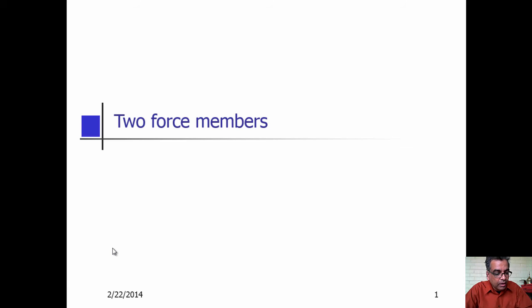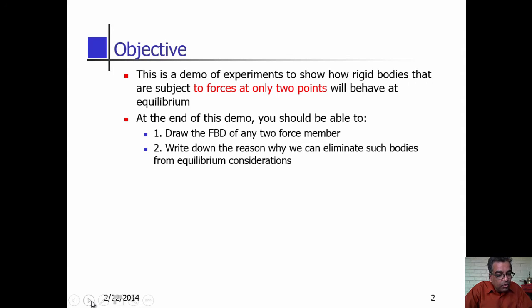Today we are going to talk about special kinds of rigid bodies which are called two-force members or two-force bodies. Okay, so let's see what these two-force bodies are and why we care about them. So we are going to show some experiments to show how rigid bodies that are subjected to forces at only 2 points will behave at equilibrium.